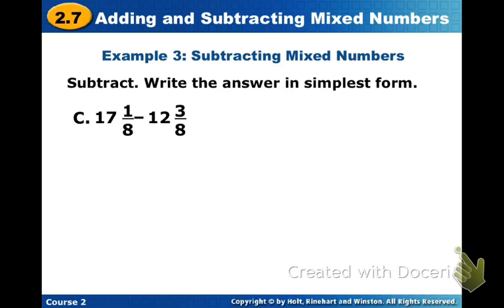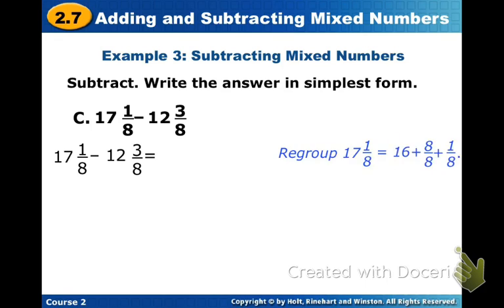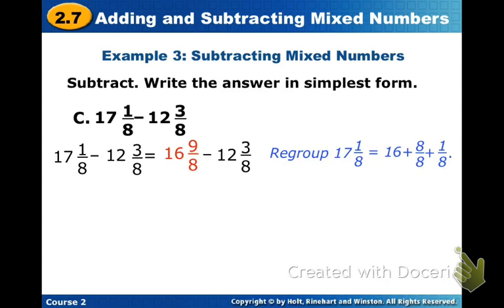Let's see if this one has regrouping. They do have a common denominator already. So in this case, we're going to rewrite or rename the 17 1/8. We're going to borrow one whole number from 17 to make it 16, and the fancy form of 1 that we're going to borrow is 8 over 8. So look what happens if we regroup 17 1/8 to be equal to 16 plus 1 plus 1/8. Combine the fractional parts to be 9/8.